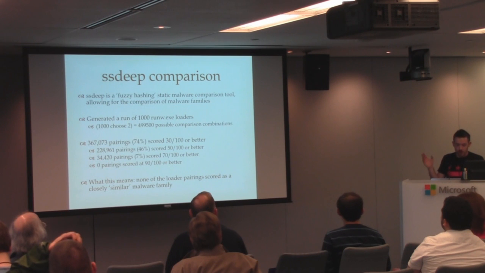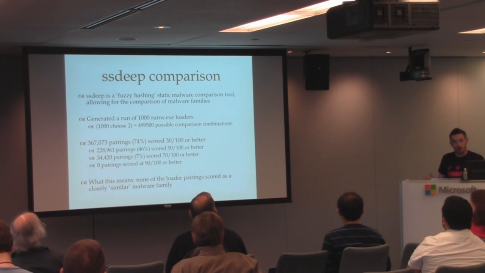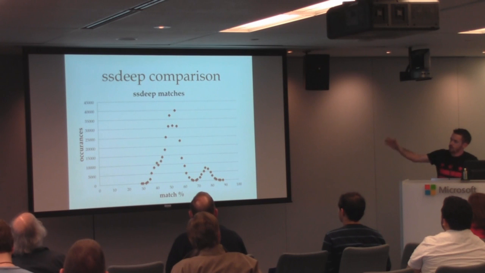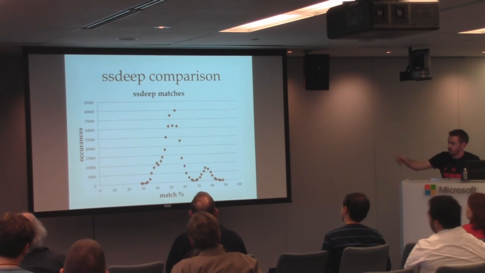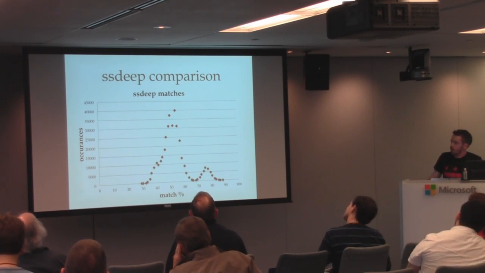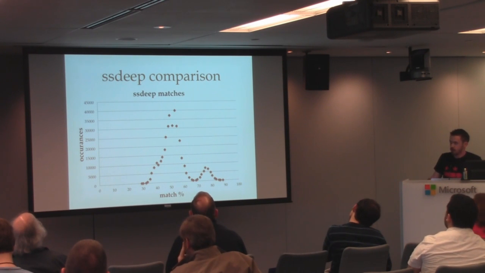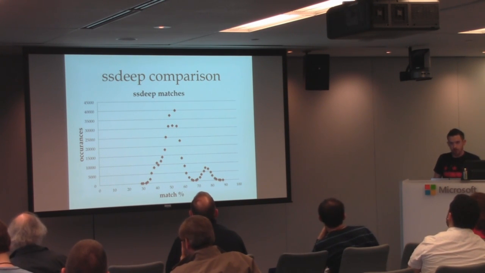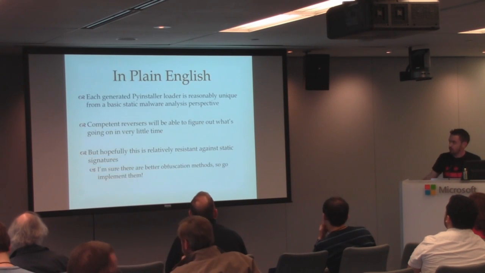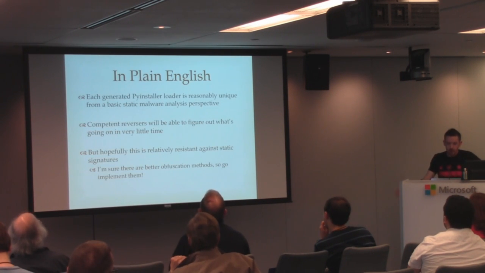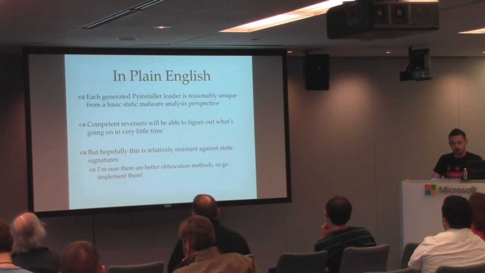So at least from what I understood in my limited knowledge, none of these loader pairings seem to score as a similar malware family. This is a graph of all the comparisons. You see a big spike around 50 or so, a little bit around 75, I think. This is just the first pass at all this obfuscation, but it seemed to be relatively effective at generating a statically different little executable. So in plain English, each Pwninstaller loader is reasonably unique from a basic malware static analysis perspective.